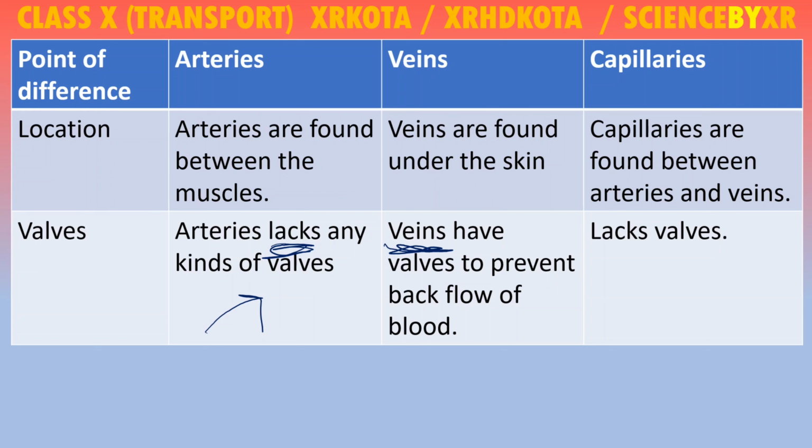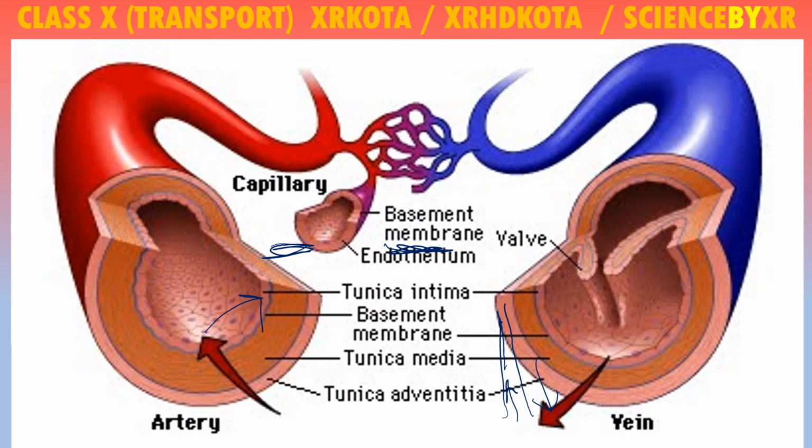Valves are found in veins so that when the blood is coming from the lower portion, from the feet to the heart, where gravity is pulling it downward, this provides a way of protection so that the blood may not flow downward, rather it may flow upward. So valves are actually checking the backflow. Capillaries also lack valves.